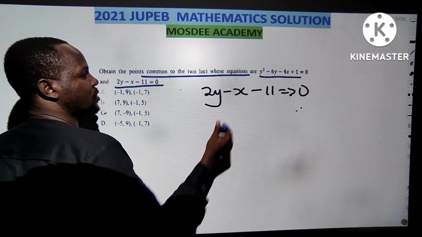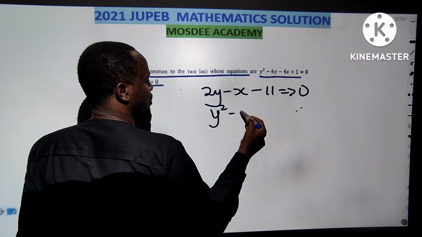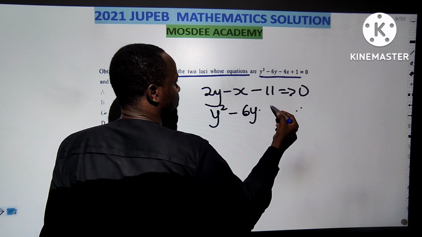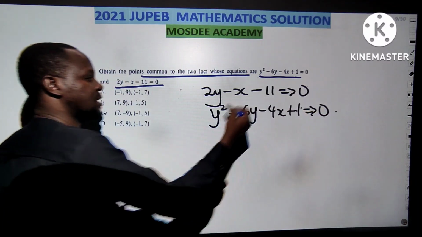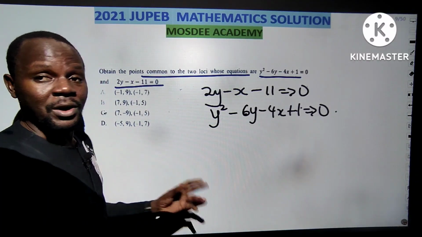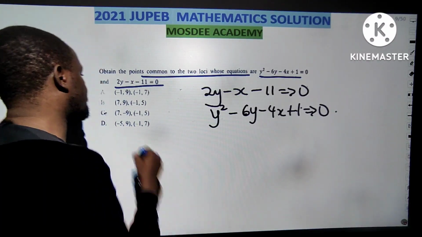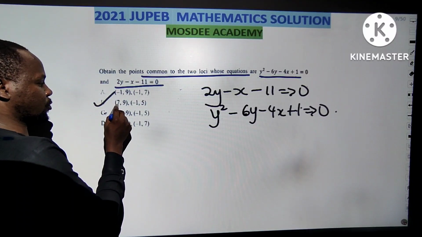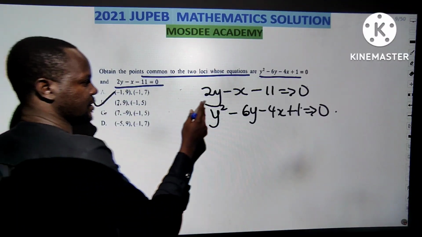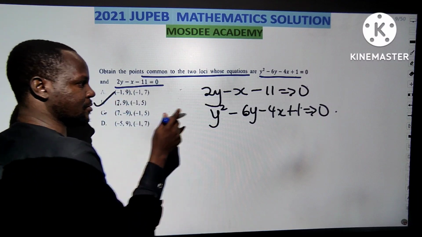So I'm solving the two equations. The second one is y squared minus 6y minus 4x plus 1 equals 0. You have to solve this equation and get the values of x and y. One linear, one quadratic. Who has the time? I don't have the time. Let me substitute this, which I think should be the answer. When x is equal to 7, y is equal to 9. So let's see, x is 7, y is 9.